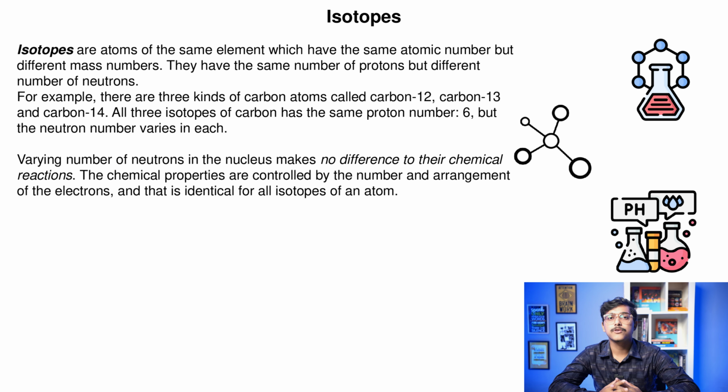So now let us move on to isotopes. What are isotopes? Isotopes are atoms of the same element which have the same atomic number but different mass numbers. This means the isotopes of an atom have the same number of protons but different number of neutrons.